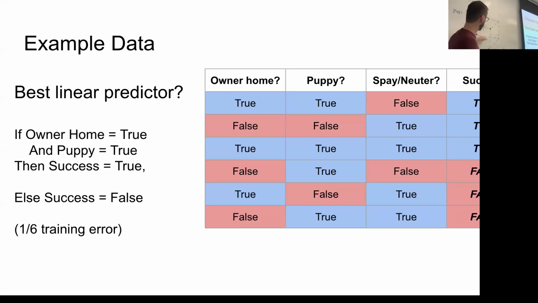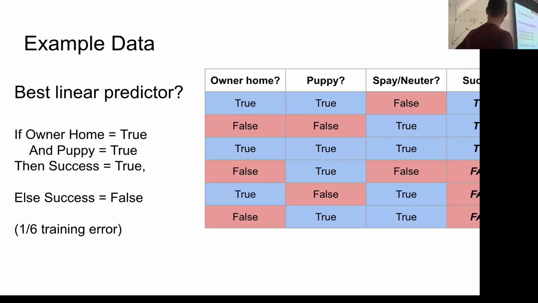So we split the 3D space into 2 halves, and we will predict different things at the 2 halves of this 3D space. This is what's called a half space. It's one of the simplest classification models you can come up with. And one example is here. We say if the owner is home and the dog is a puppy, we will predict success. Otherwise, we will predict failure for the adoption.